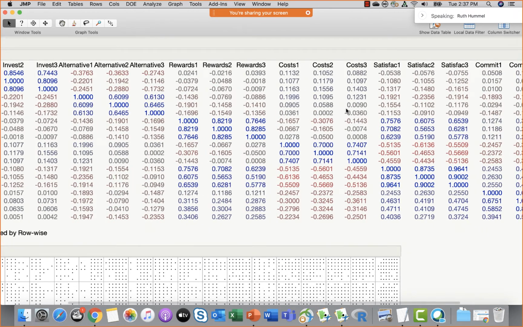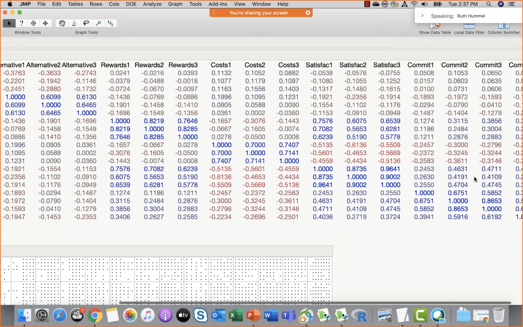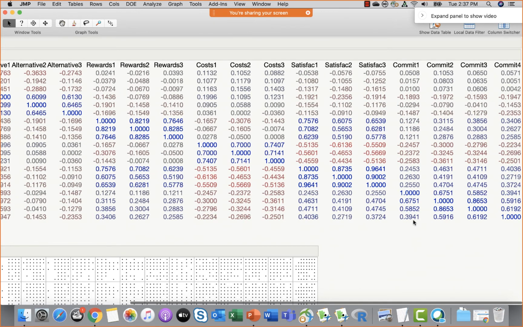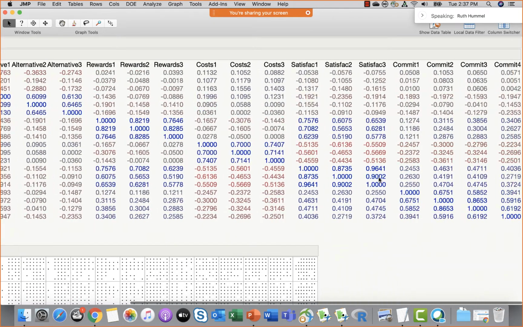That's because the higher you are on costs, the lower you tend to be on some of the other questions. So that's a negative correlation. And then satisfaction, again, we see a high cluster with itself, but we also see that relationship between satisfaction and rewards. And for commitment, we see a pretty high cluster among itself, but maybe a little bit more also here with satisfaction. So commitment and satisfaction also seem pretty highly related.